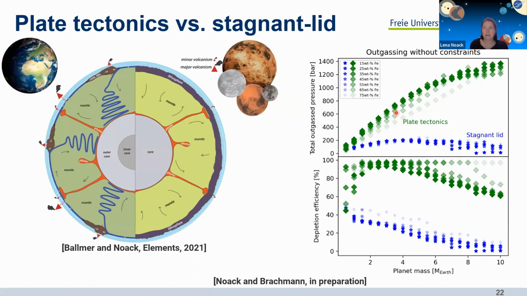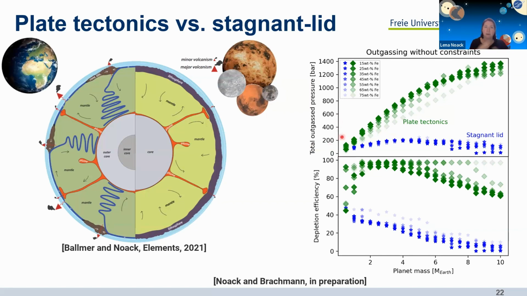This would lead to different amounts of gases that can be outgassed. Just as a quick note, if you wonder what this means, total outgas pressure by no means is the atmospheric pressure that you have, but it means: if all of the volatiles would really degas into the atmosphere unhindered, how much would this accumulate to? But of course, we have erosion of an atmosphere. We have different ways of bringing volatiles back onto the surface, for example with the carbon silicate cycle. So the actual atmospheric pressures will, of course, be much, much lower than that.